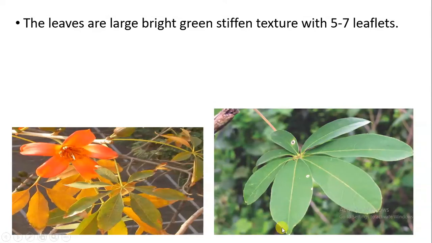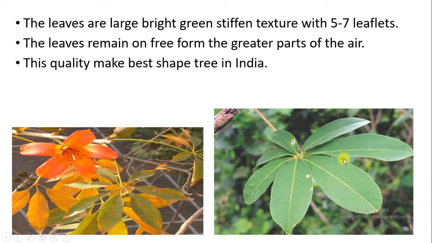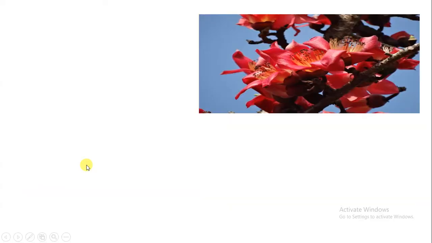The leaves are large, bright green, with a stiff texture and 5 to 7 leaflets. The leaves remain free from the greater part of the year. The quality makes it the best shade tree in India. The leaves are shed during the month of January, and flowering begins from the month of February onwards.